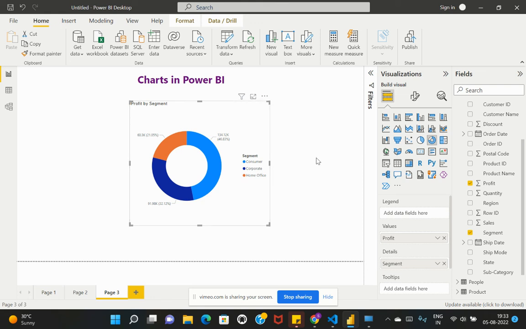So I hope you understood both the charts together and when do we use these charts with an explanation.